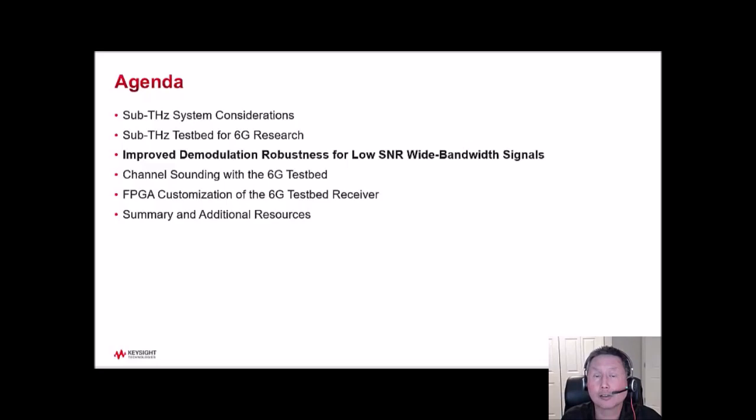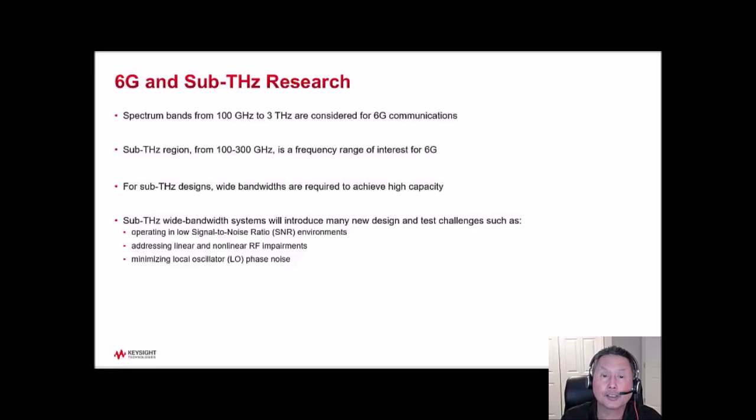As we had discussed, low SNR is a challenge with these wide bandwidth, high frequency signals. So we'll next discuss some new capability with the testbed's VSA software on improved demodulation robustness for wide bandwidth, low SNR signals. Current 6G research is focused on the sub-Terahertz region from 100 to 300 GHz, which is a frequency range of interest for 6G.